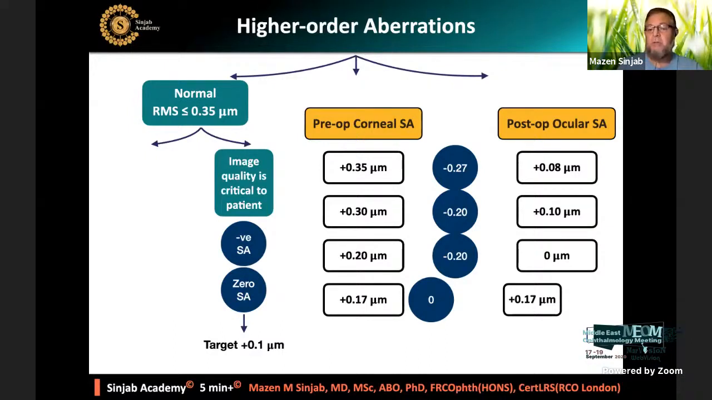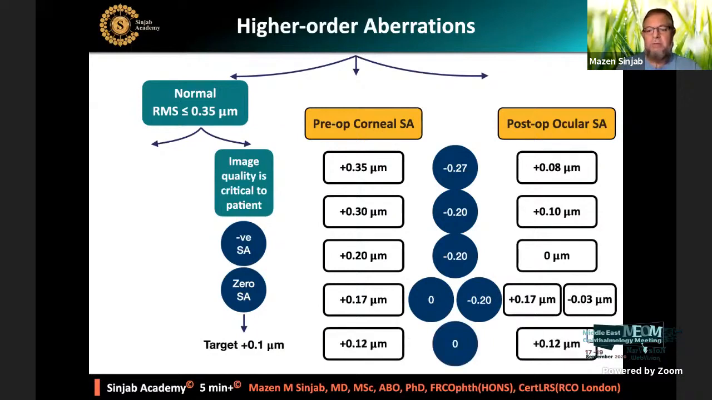If it was plus 0.17 micron, we can implant the zero spherical aberration IOL to maintain it, or we can neutralize it and we may induce just a little bit of negative ocular spherical aberration. And this is the last example, which is plus 0.12 microns preoperatively. We should maintain it because it is very close to the target.